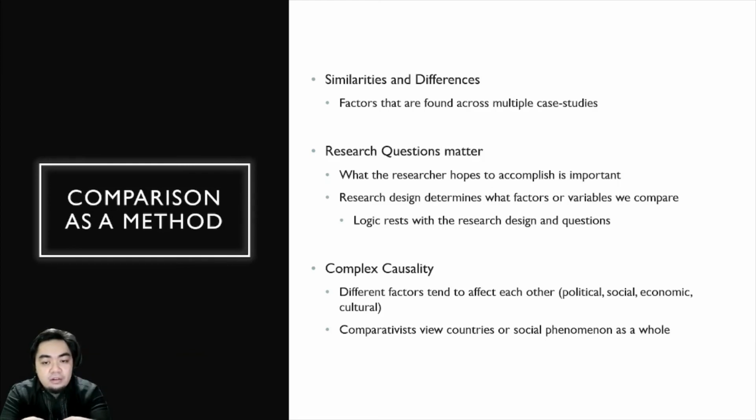And as I mentioned earlier, we are looking at complex phenomena, therefore we are looking at complex causality, or different factors that tend to affect each other. It can be political, social, economic, or cultural even. And as comparativists, viewing countries as a social phenomenon, viewing countries as a whole is crucial. It is critical in their analysis of understanding what makes countries tick.